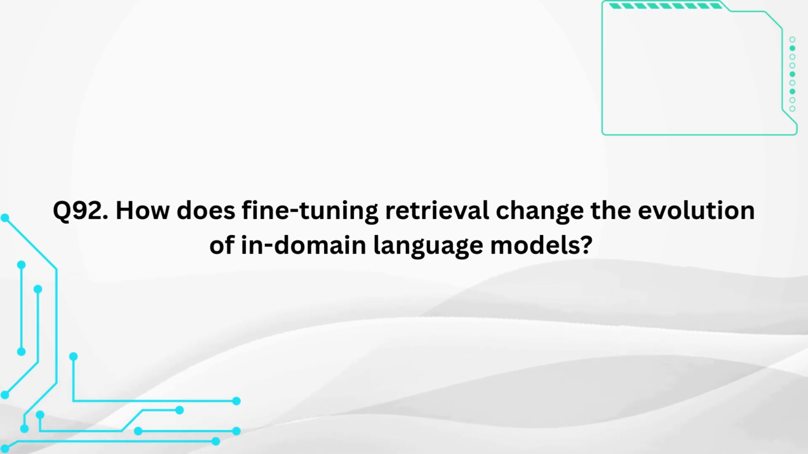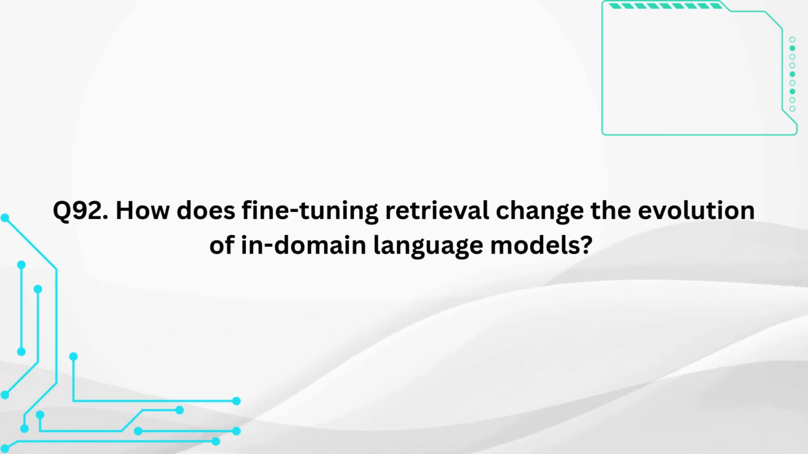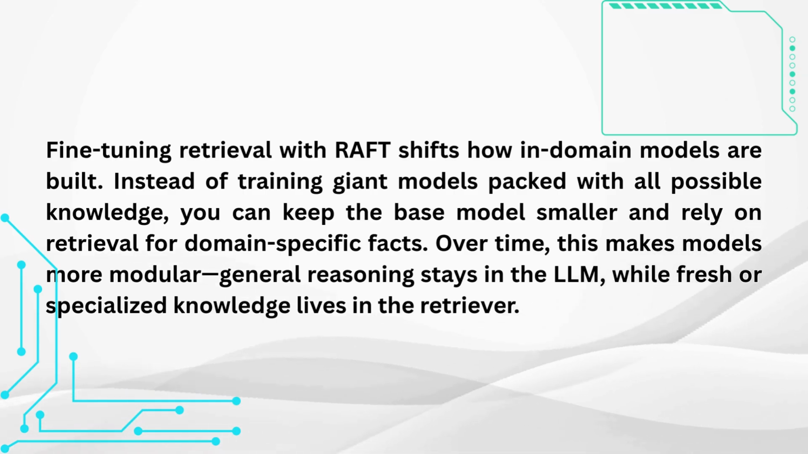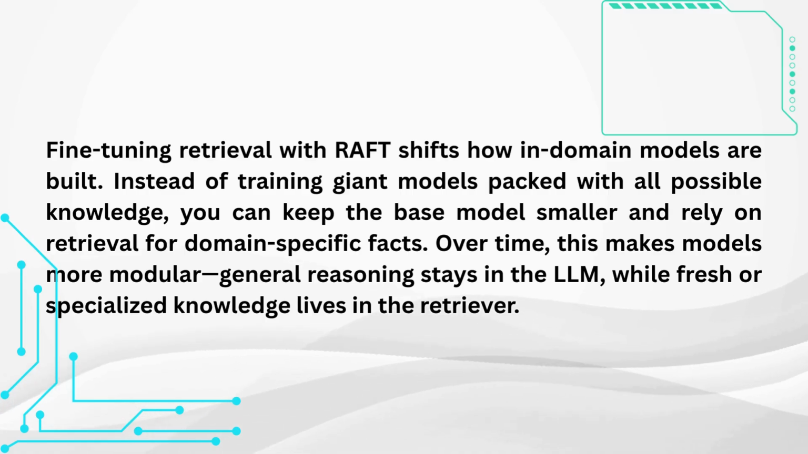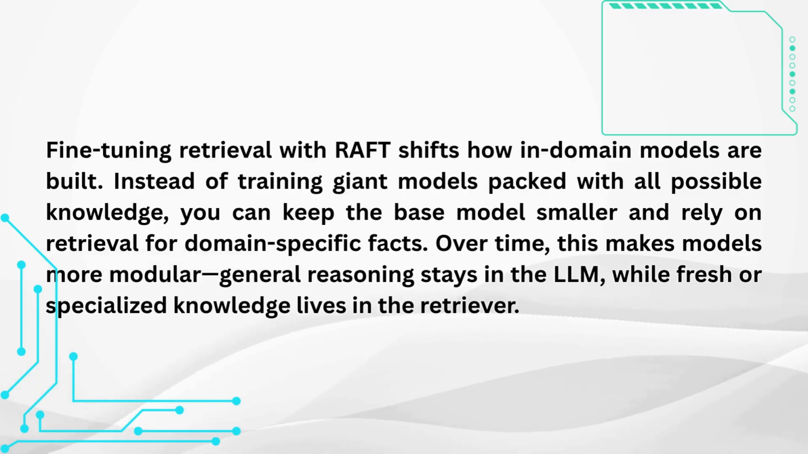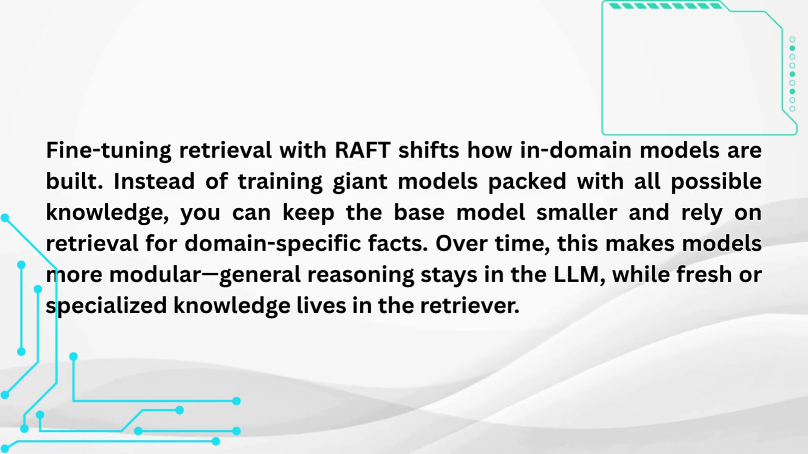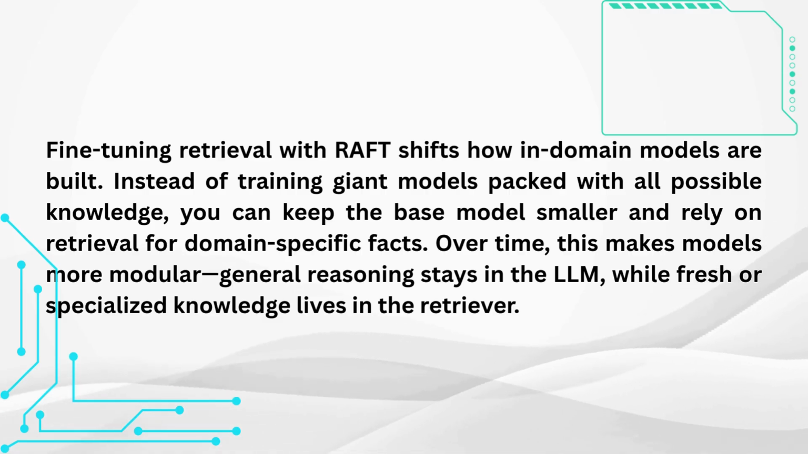How does fine-tuning retrieval change the evolution of in-domain language models? Fine-tuning retrieval with RAFT shifts how in-domain models are built. Instead of training giant models packed with all possible knowledge, you can keep the base model smaller and rely on retrieval for domain-specific facts.